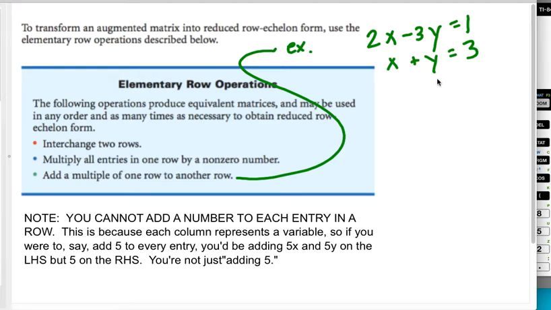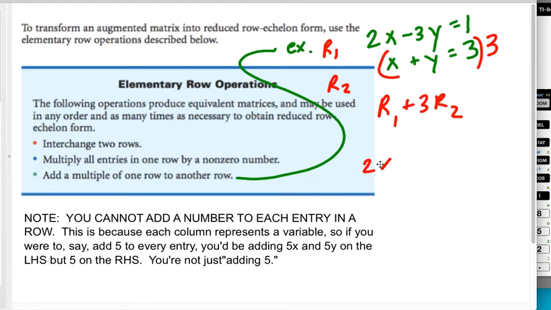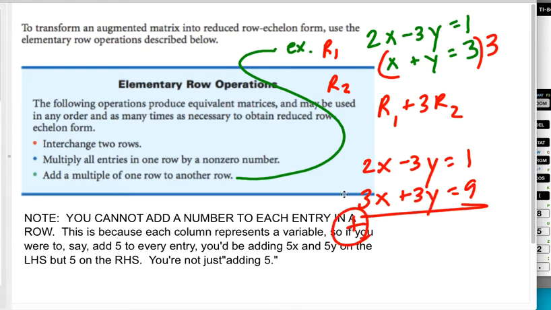Let's say I wanted to use elimination. Well, the way I would usually use elimination is I'd probably target one of my variables. I'm just going to pick the y. So remember, this first equation is like my row 1, and the second equation is like my row 2. In order to eliminate, I'm basically taking row 1 and adding it to 3 of row 2. Because I have 2x minus 3y equals 1, and 3 of row 2 would be 3x plus 3y equals 9. Well, I'm adding them together, right? I'm doing row 1 plus 3 times row 2, and sure enough, that's going to get rid of my y's.